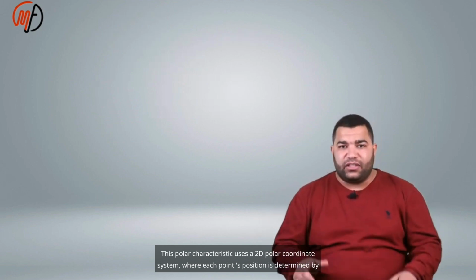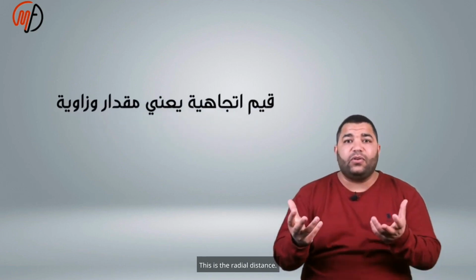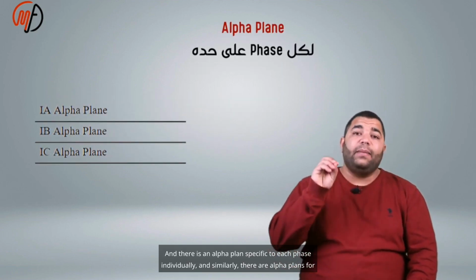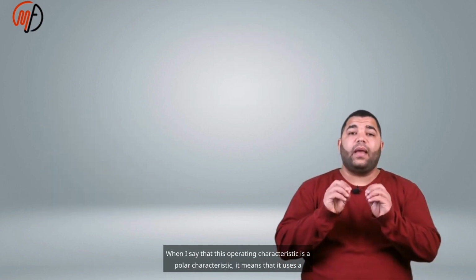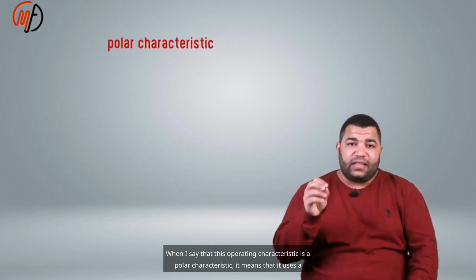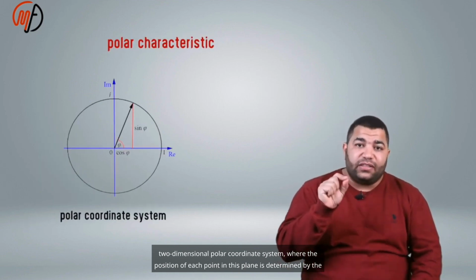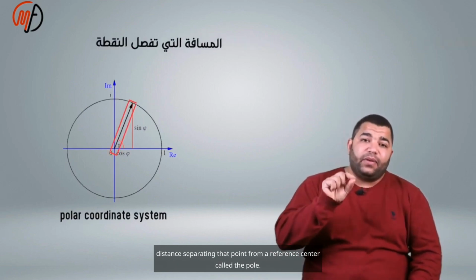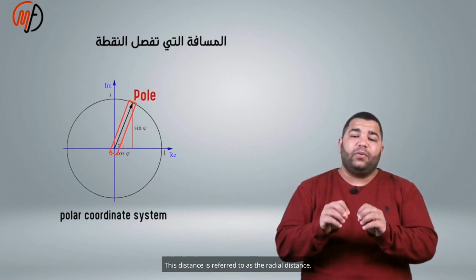This polar characteristic uses a 2D polar coordinate system, where each point's position is determined by its distance from a reference center, the pole. This is the radial distance. And there is an alpha plane specific to each phase individually, and similarly, there are alpha planes for positive, negative, and zero sequence currents. When I say that this operating characteristic is a polar characteristic, it means that it uses a two-dimensional polar coordinate system, where the position of each point in this plane is determined by the distance separating that point from a reference center called the pole. This distance is referred to as the radial distance.